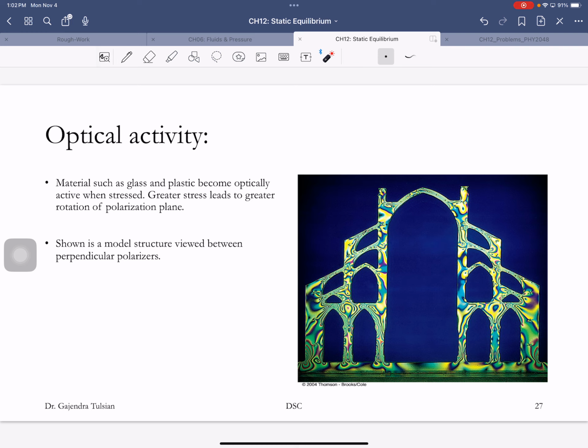If this is a plastic model, you put a weight on top of this. What will happen is if you pass polarized light through it, the points of greatest stress rotate the polarized light the most. And so that's what this picture is. And once you find which points have the greatest stress, what do you do? You slap extra cement there. So that's what this was about.